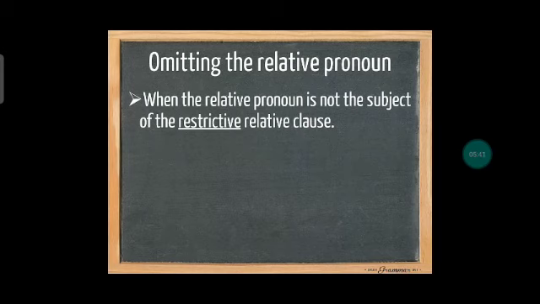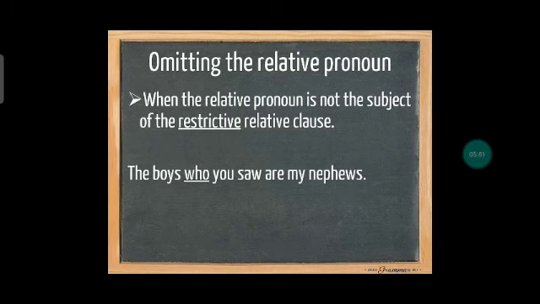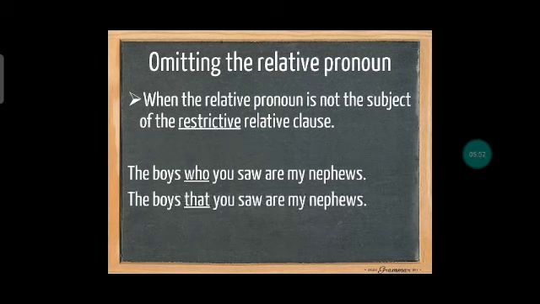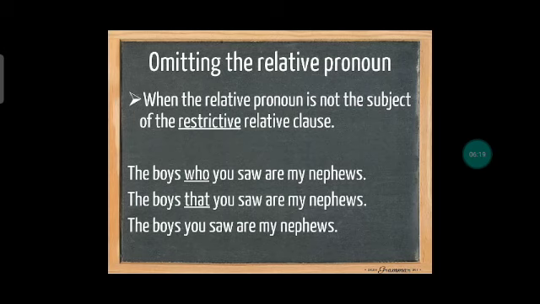Omitting the relative pronoun. When the relative pronoun is not the subject of a restrictive relative clause, we can omit it. For example, the boys who you saw are my nephews. We can drop who here. We say, the boys you saw are my nephews. Look at the word who. You is the subject, so we can drop who. The boys that you saw are my nephews, or the boys you saw are my nephews. We can lift out who here or that because it's not the subject of the restrictive relative clause.